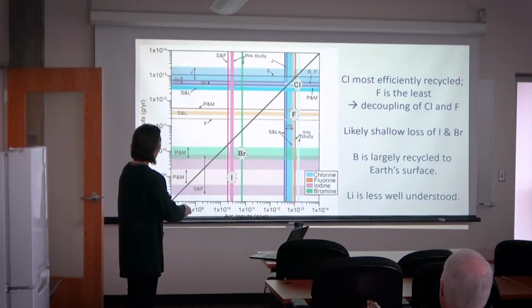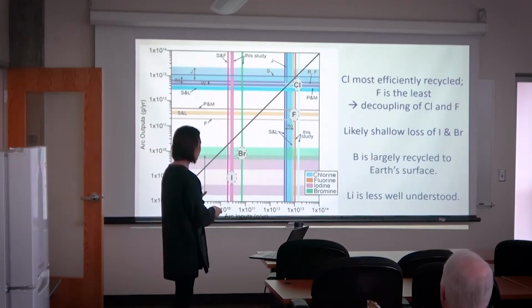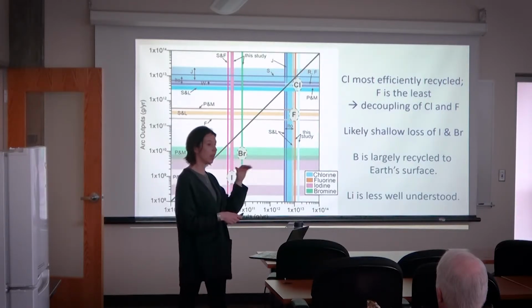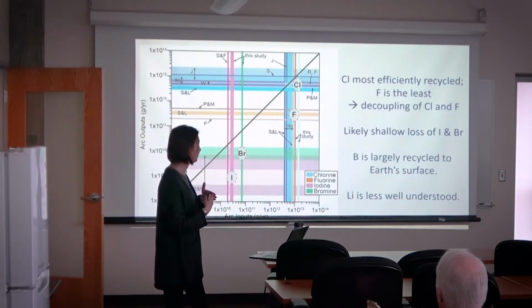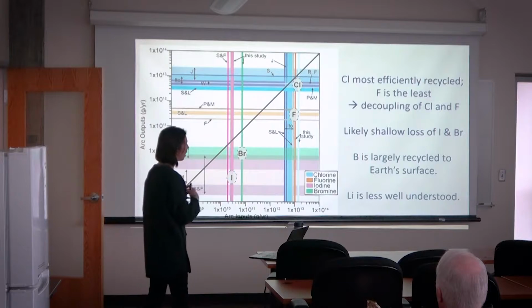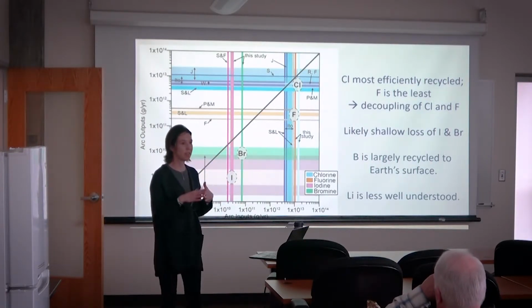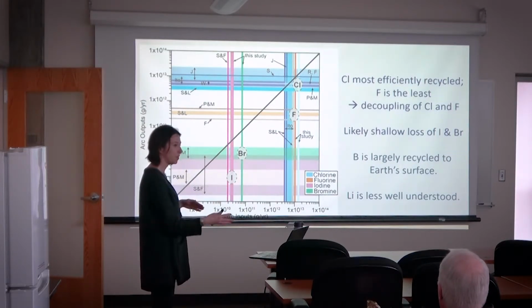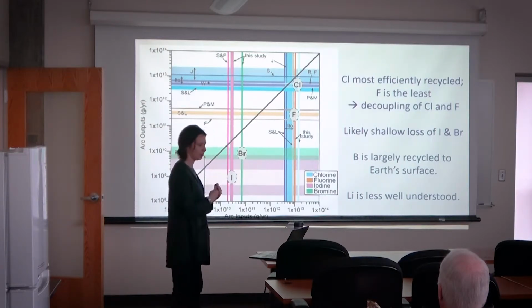In terms of iodine and bromine, does this mean that there's more iodine and bromine going into the mantle? Some people have argued that, but a lot of people think that this is just very shallow loss of bromine and iodine in the forearc that's not captured in any of these outputs. I don't have boron on here, but boron behaves very similarly to chlorine. It's largely recycled back to the Earth's surface. So what goes down comes back up, thought to not be putting that much boron into the mantle. And for lithium, it's less well understood.